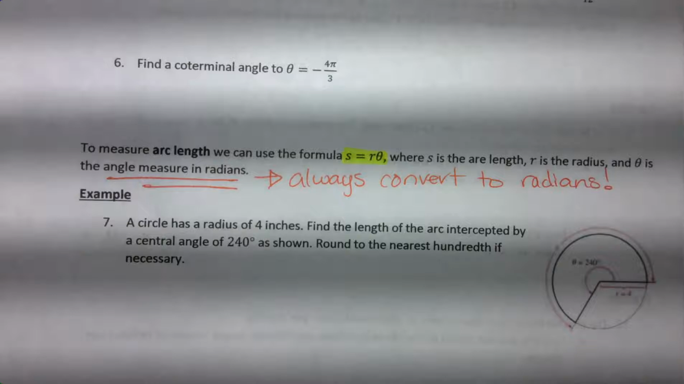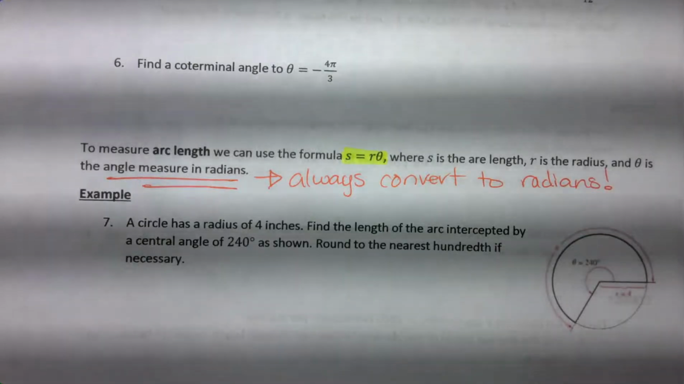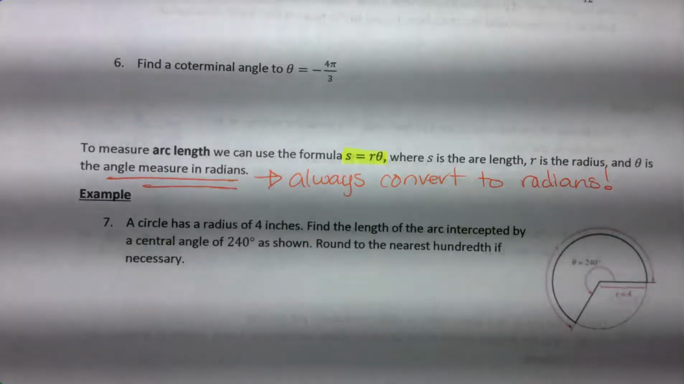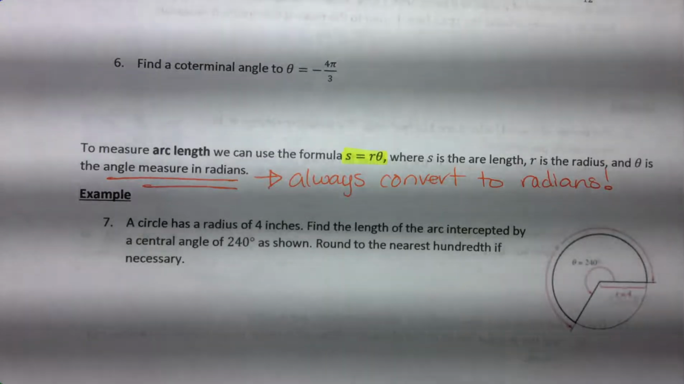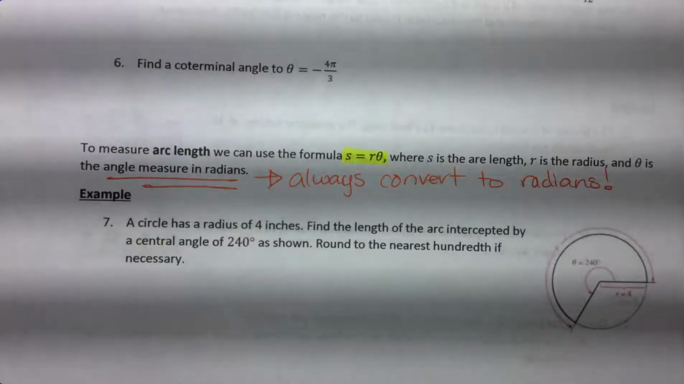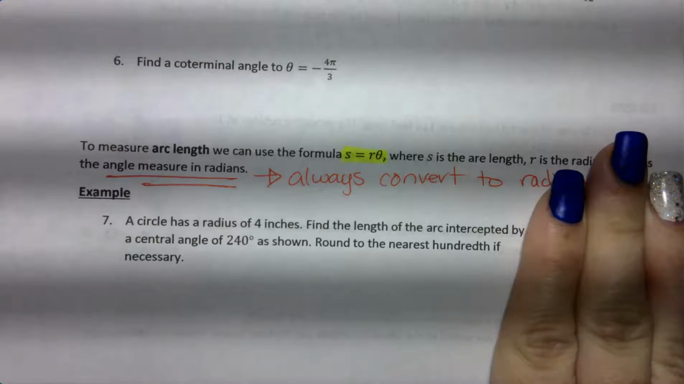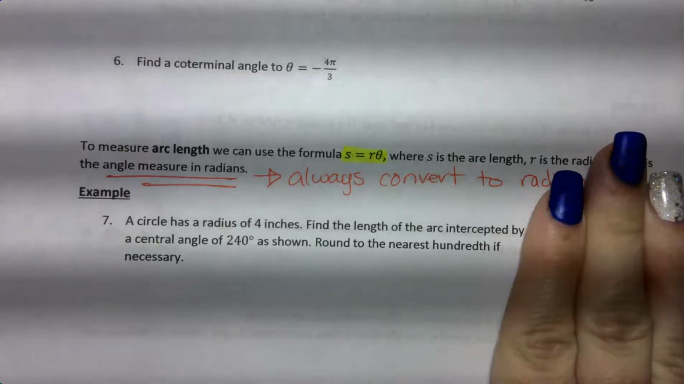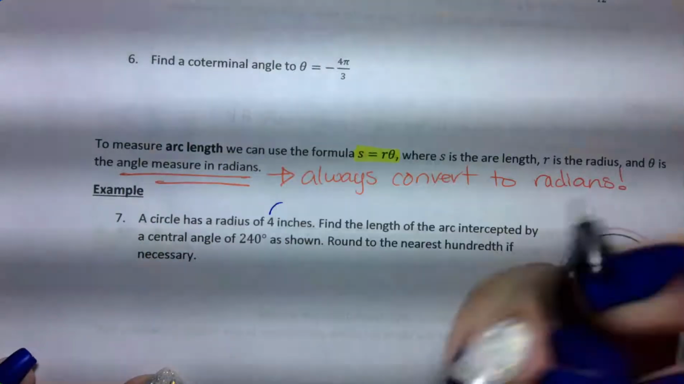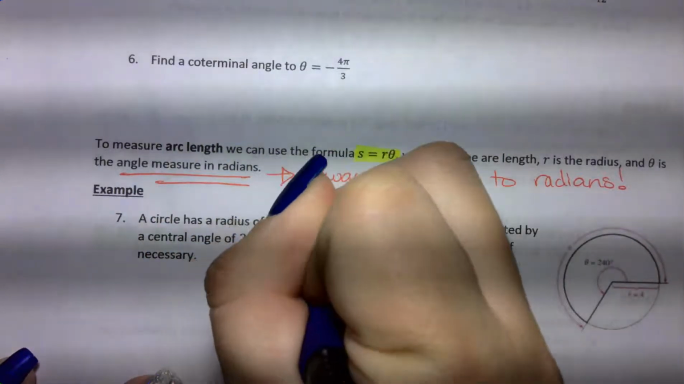So if I take a look at number 7, this one tells me a circle has a radius of 4 inches. It wants me to find the length of the arc intercepted by a central angle of 240 degrees as shown. Sometimes you may see this kind of problem without a picture. If I didn't have this picture, I could still do the math because it gives me the radius and the angle.